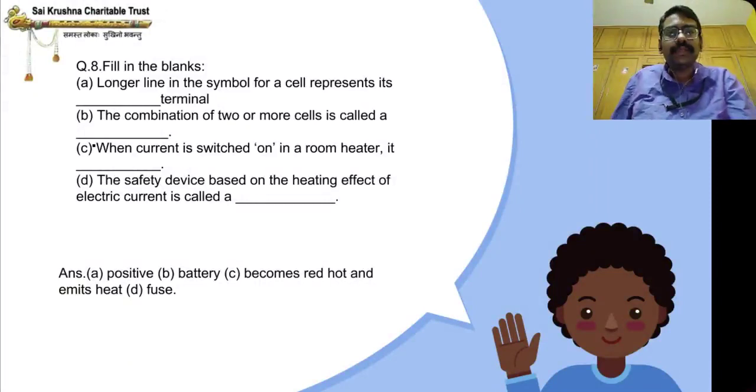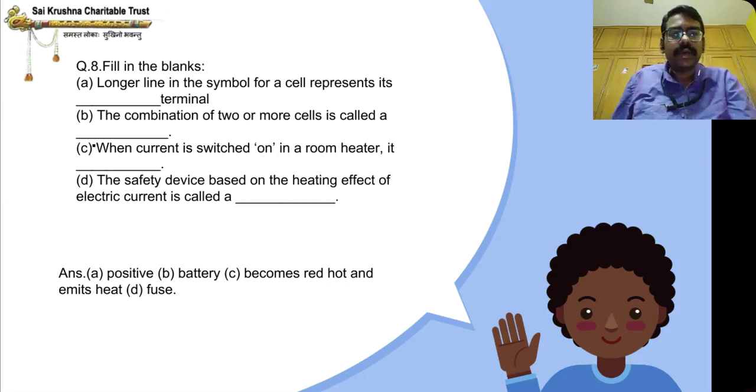Fill in the blanks. Longer line in the symbol for a cell represents its dash terminal. It is the positive terminal. The combination of two or more cells is called a battery.